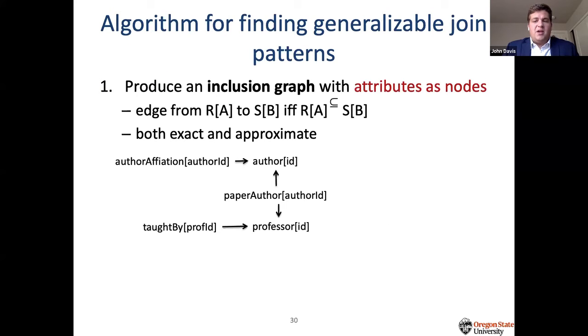The first step in the AutoBias algorithm to develop the language bias is to create an inclusion graph where each node is an attribute within a relation. Edges connect attributes together when they satisfy an inclusion dependency. For example, paper author has an author ID, which is a foreign key of the author relation's ID. This creates an inclusion dependency and thus an edge.